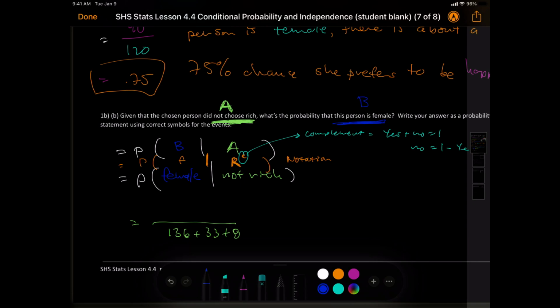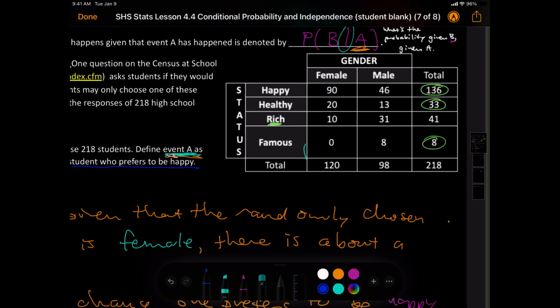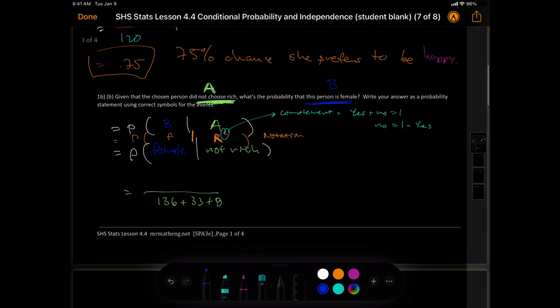Now let's go ahead and look at the females in those categories because that's my conditions. You have to be not rich. So that would be the 90, the 20, and the 0. Okay, 90, 20, and 0. This would give us 110 over 177, which is 0.814. And remember, if you multiply there, you will get 81.4%. There is an 81.4% chance, given that they are not rich, to get the probability of given a female. Okay, so that's a pretty high chance of getting someone.